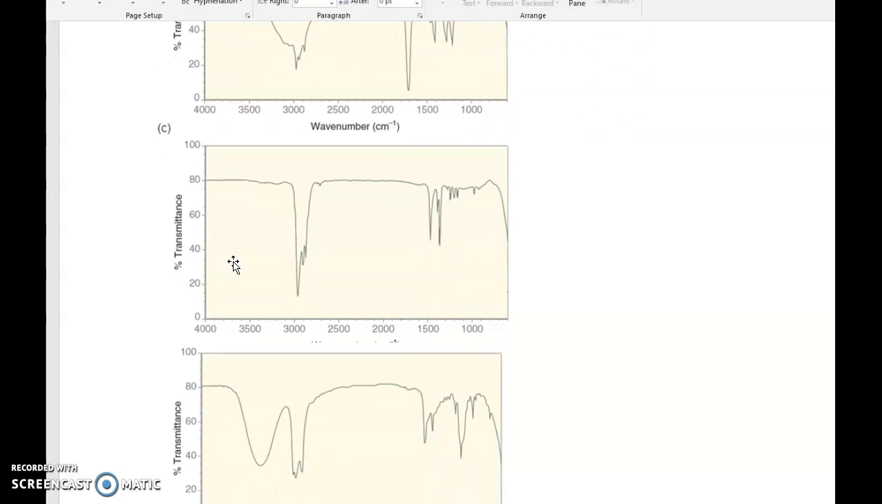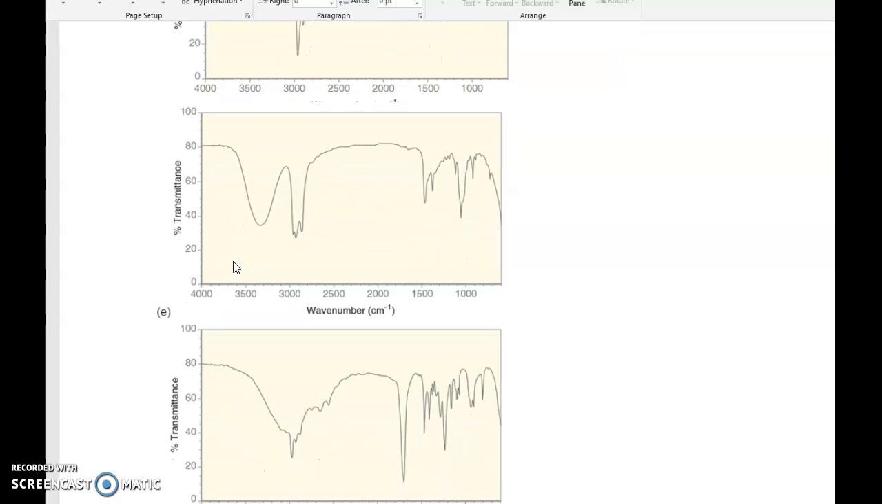Next one, we don't have anything of interest in here, so there's no hydroxy. And there's no carbon-oxygen double bond, so this one is neither. We look at this one. There's no 1720, so there's no carbon double bonded to oxygen. But there is this nice finger-looking thing here, which is probably an OH group. So we have an alcohol.